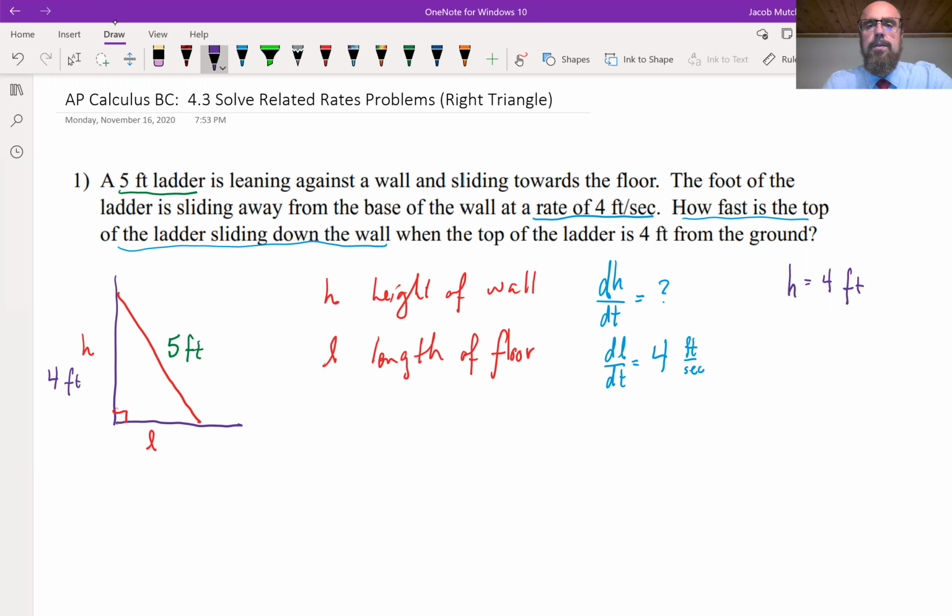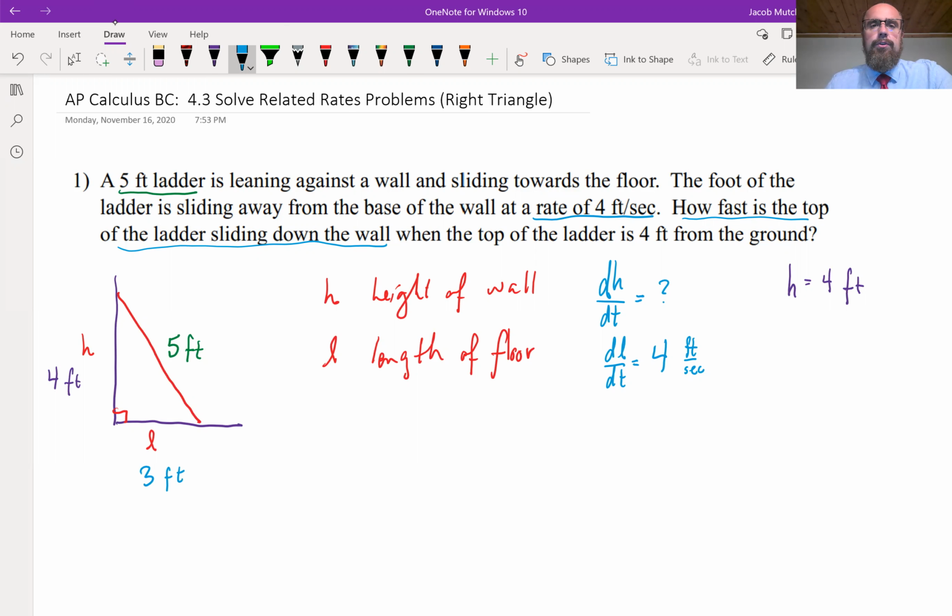And I can see that this is one of those special right triangles that has integer lengths. That's a 3, 4, 5 right triangle. So I could confirm that with the Pythagorean theorem. 3 squared is 9 plus 4 squared, 16, is 25, and that's equal to 5 squared.